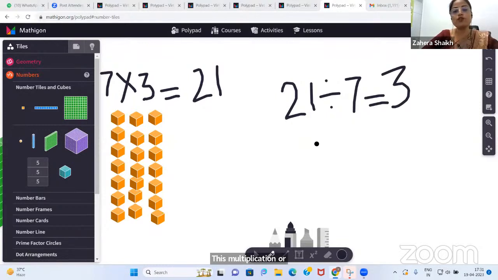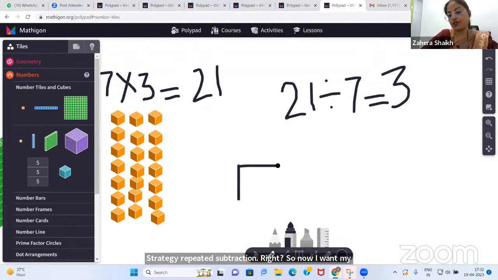Division. Okay. So I'm going to take another example. And this time I'm going to take long division. Okay. This is the basic of my division, when my child is learning to share equally by using the strategy of repeated subtraction, right? So now I want my child to be proficient in long division.